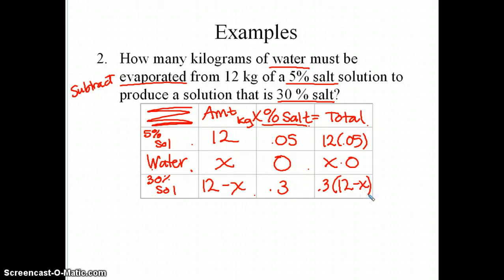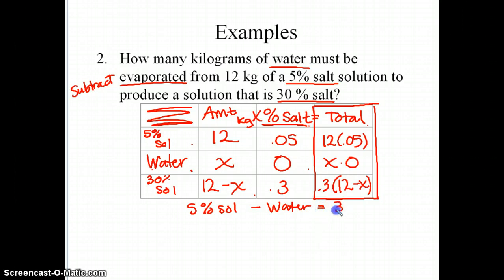Now, once again, we have to set up our equation. Our equation will come from this last column here. So I'll have the 5% solution. I will subtract the water that's been evaporated. And then I'll be left with my 30% solution. Using that as my guide, I will replace each of these from my chart. So 12 times 0.05 minus x times 0, or 0x, equals 0.3 times the quantity 12 minus x.